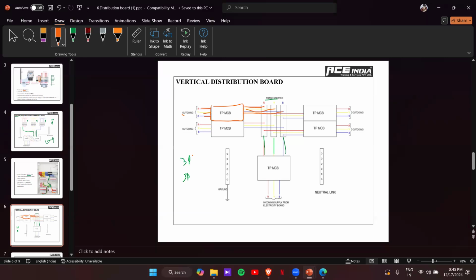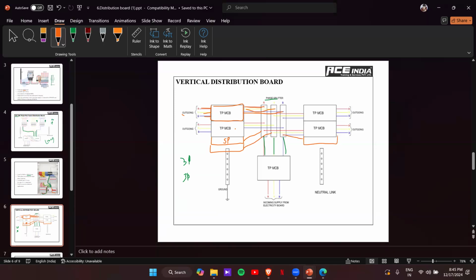From the same DB we can also take single phase connection. How? Instead of this triple pole MCB, you can add one SPMCB. If you take one single pole MCB, I can take connection from the R phase here. Again, if you take one more single pole MCB, you can take connection from Y phase. Then again, here you can take one more single pole MCB, and I'll take a connection from the B phase.